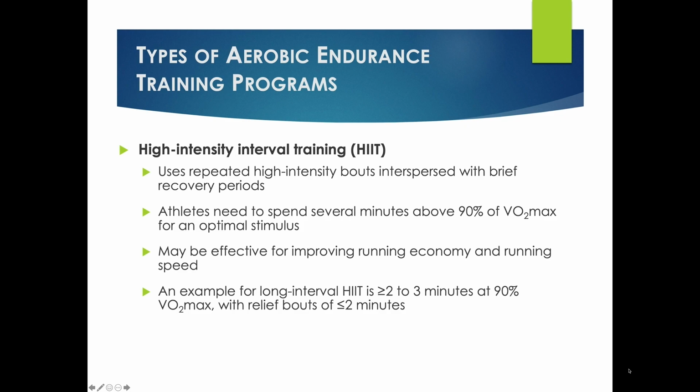Then you have high intensity interval training. It says high intensity bouts interspersed with brief recovery periods. It says you need to spend several minutes above 90% of VO2 max for an optimal stimulus. It says this may be effective in improving running economy and running speed. An example for a long interval hit is greater than 2 to 3 minutes at 90% of VO2 max with relief bouts of less than 2 minutes.